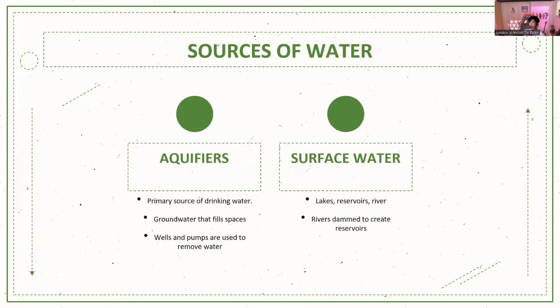Next is surface waters, which are lakes, reservoirs, and rivers dammed to create reservoirs. Basically, surface water is any body of water above ground, including streams, rivers, lakes, wetlands, reservoirs, and creeks.